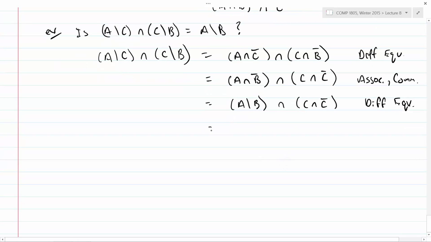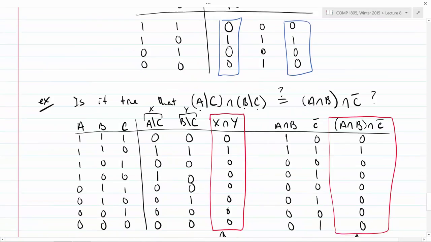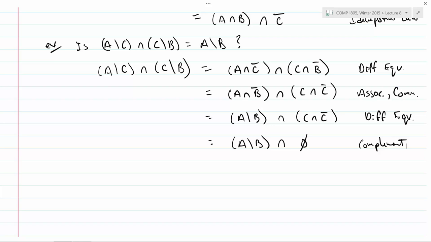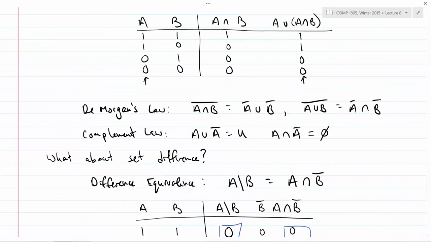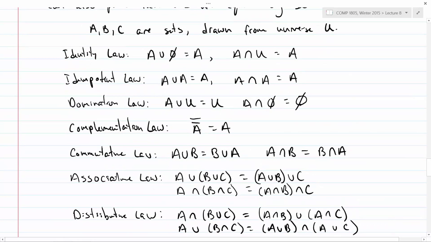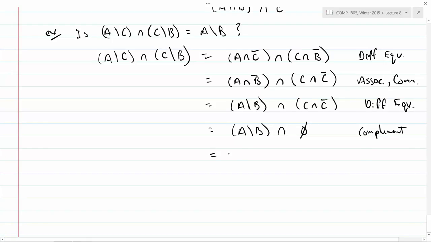So we have that this thing is equal to A minus B intersect the empty set. And what was that rule called? It was called the complement law. And now I want to know some set intersected with the empty set. That feels like it's going to be the empty set because they shouldn't have anything in common. But we're new at this, so let's go check our list. And over here we have the domination law. You take a set, intersect it with the empty set, you get the empty set. So this thing here is equal to the empty set, and that's by the domination law.